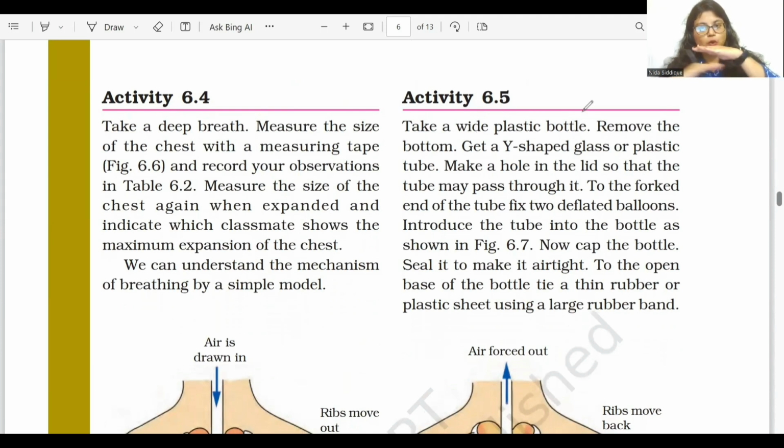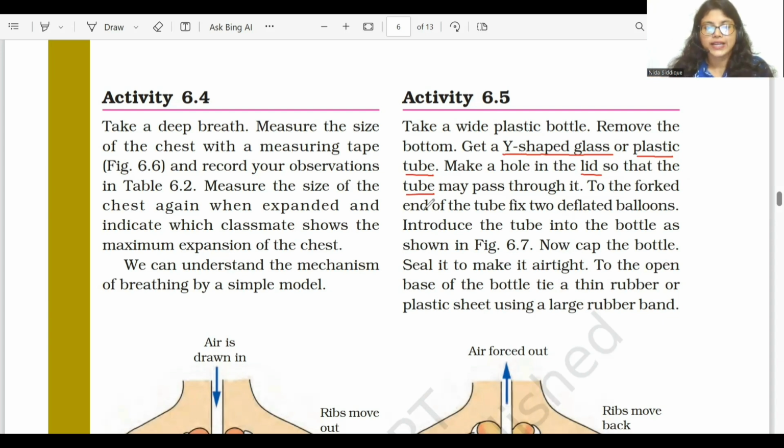हम उसका जो bottom है वो cut कर देंगे. अब we'll take a Y-shaped glass or plastic tube. सबसे पहले we'll make a hole in the lid so that the tube may pass through it. Lid मतलब वो bottle का cap में हम लोग hole बनाएंगे so that वो जो Y-shaped या तो straw ले सकते हैं या तो कोई glass tube ले सकते हैं उसके through वो pass कराएंगे.